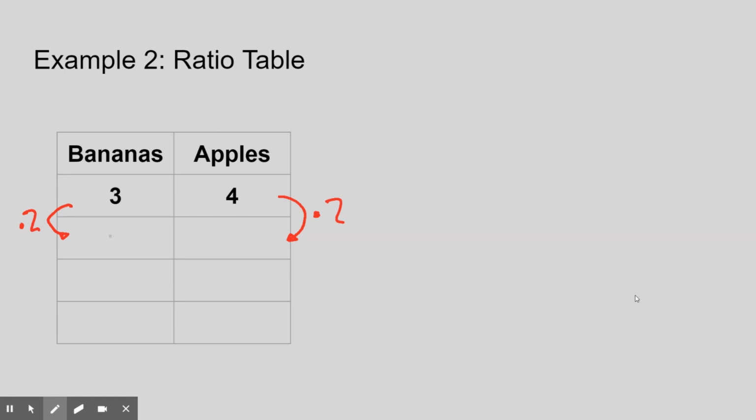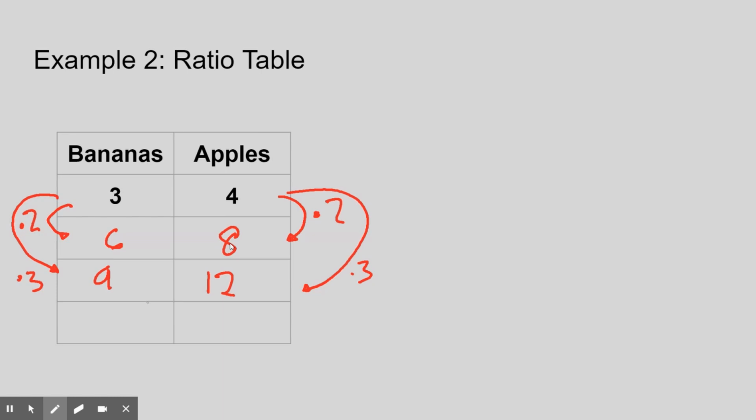So 2 times 3 is 6. 4 times 2 is 8. So one equivalent ratio that you may have made in the practice is 6 to 8. That's totally fine. You can do it again, but this time we're going to multiply by 3. 3 times 3 would be 9. 4 times 3 would be 12. So we'd get a ratio of 9 to 12.